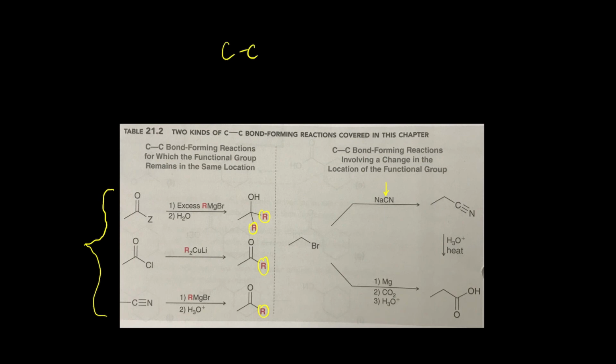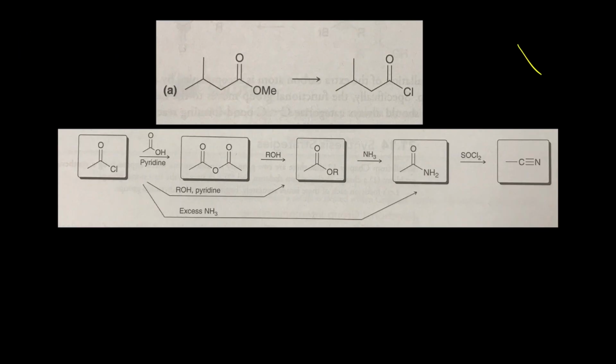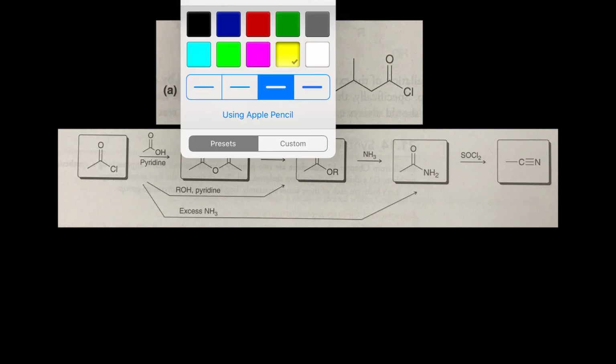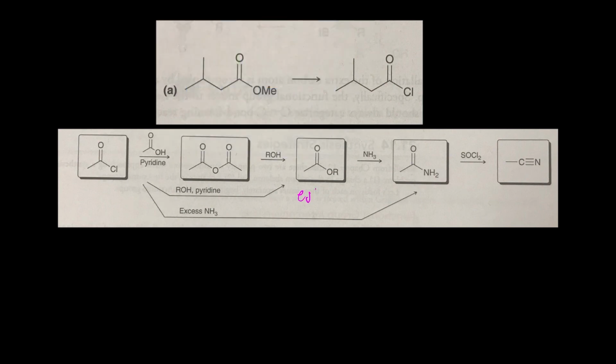So I'm looking at problem 32 in the book. Okay, so here's a problem where we're just simply doing a functional group manipulation. We're not making carbon-carbon bonds. So here we are at the ester stage, okay, and we want to make an acid chloride. All right, so we want to go from here to here. Okay, so how do we do that?